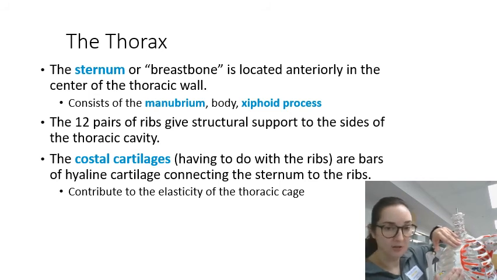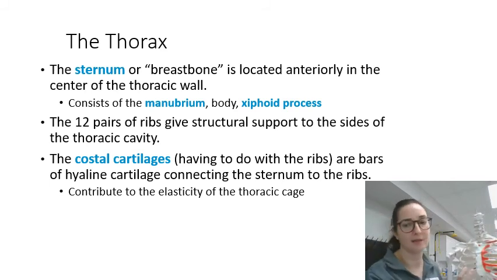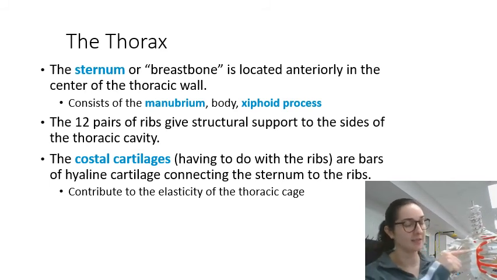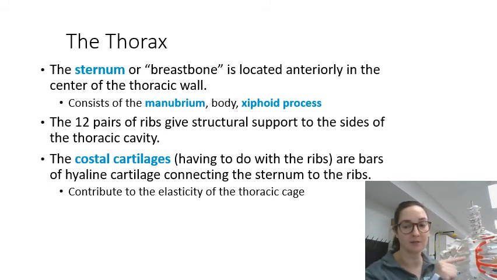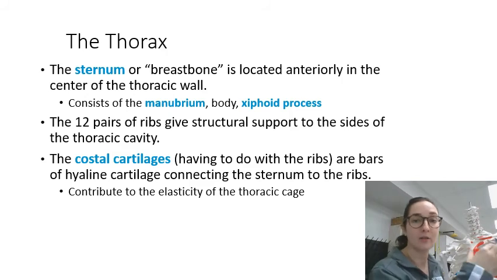Now the sternum is going to be connected to a whole bunch of ribs. Not all the ribs directly, but connected to a whole bunch of them nonetheless. And the way it's connected is through costal cartilages. We can see these cartilages here on this model skeleton. Those costal cartilages are what's attaching the rib to the actual sternum.